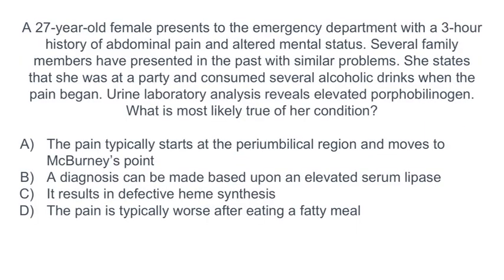A 27-year-old female presents to the emergency department with a 3-hour history of abdominal pain and altered mental status. Several family members have presented in the past with similar problems. She states that she was at a party and consumed several alcoholic drinks when the pain began. Urine laboratory analysis reveals elevated porphobilinogen. What is most likely true of her condition?